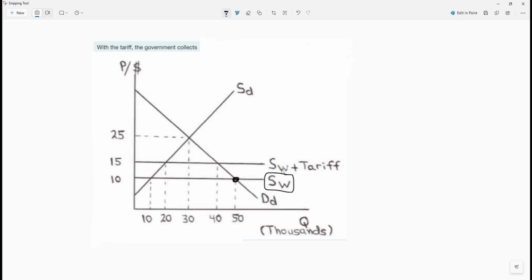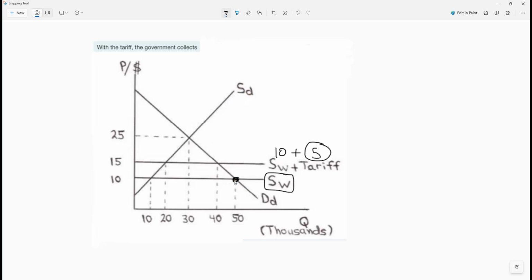A tariff comes along and it's 10. This is 10 plus whatever the difference is. So the tariff in this case is 5. This is a $5 tariff. We need to multiply that by the number of imports. So you want to figure out the number of imports by looking at how many the consumers are buying, and then what's the difference from the domestic supply.